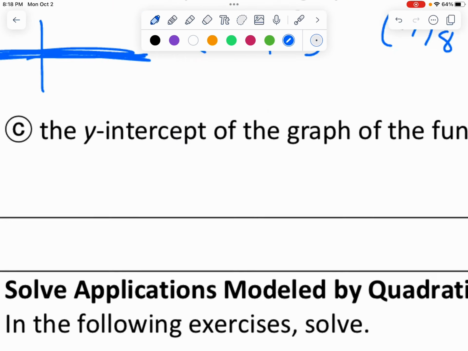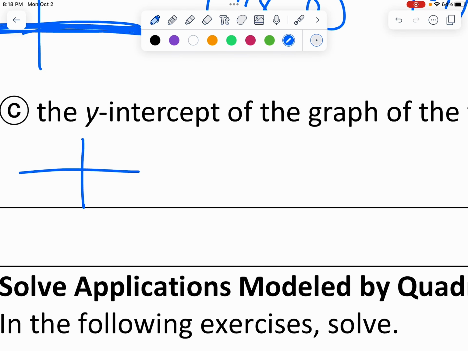Now the y-intercept. Tell me the definition of y-intercept. Where it crosses the y-axis. And what's the value of x? It would be 0. Yes. I do need them to have what I call flashcard memory. Y-intercept, x equals 0.